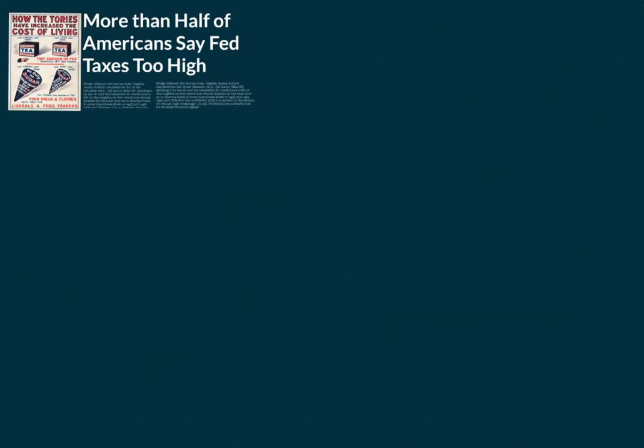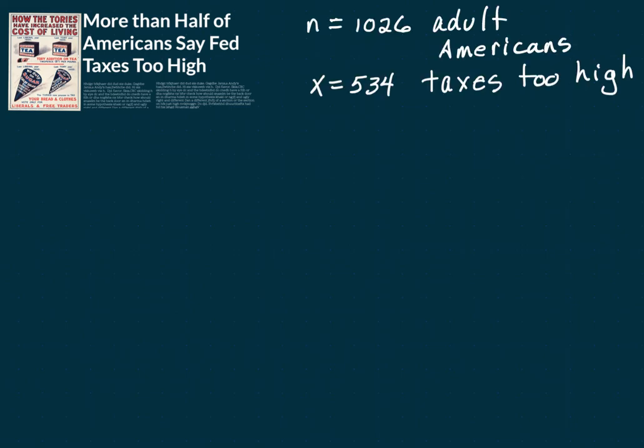Okay, here is one last example. A headline read, "More than half of Americans say federal taxes too high." The headline was based on a random sample of 1,026 adult Americans, 534 of whom said taxes are too high. Okay, taxes are important, maybe not as important as health. So let's give this, I don't know, a 0.02 level of significance. So would that be an accurate headline?